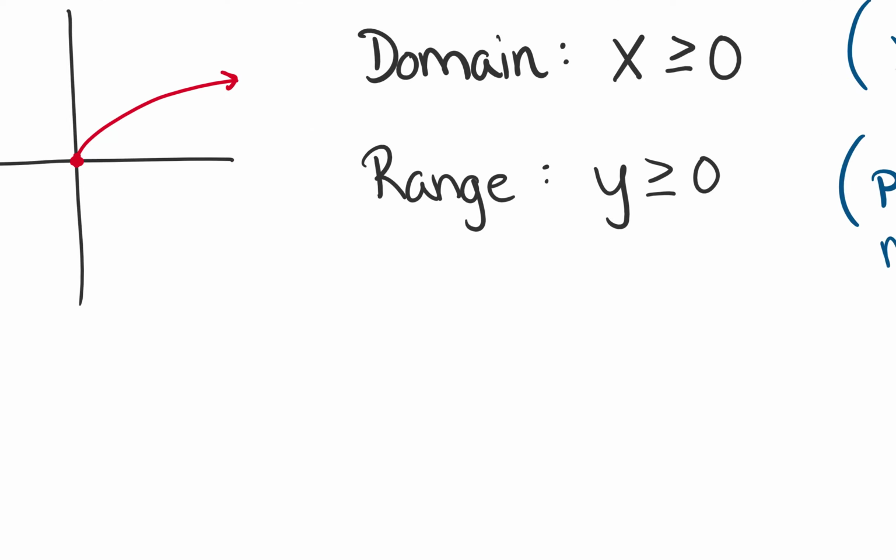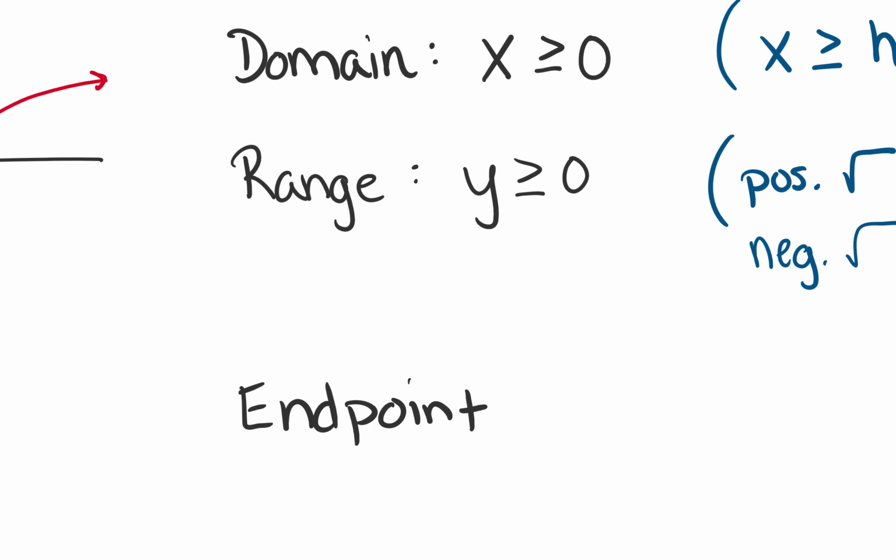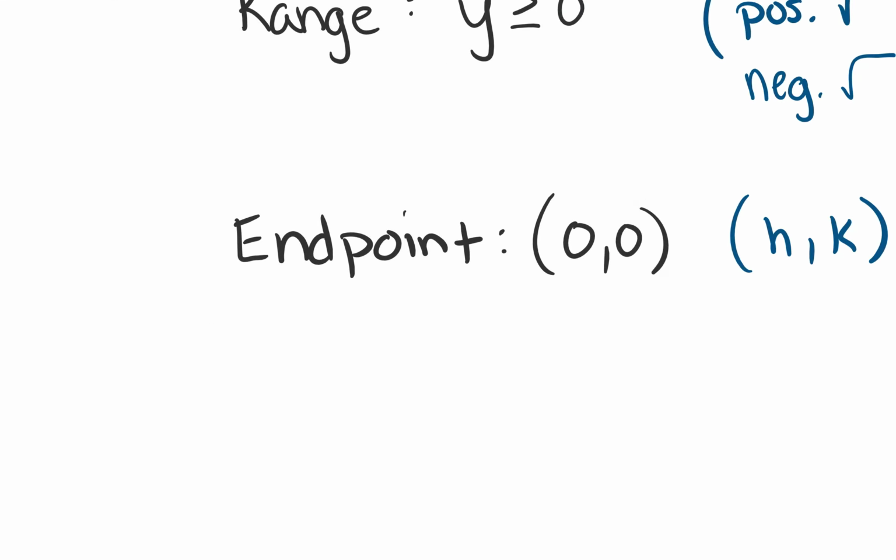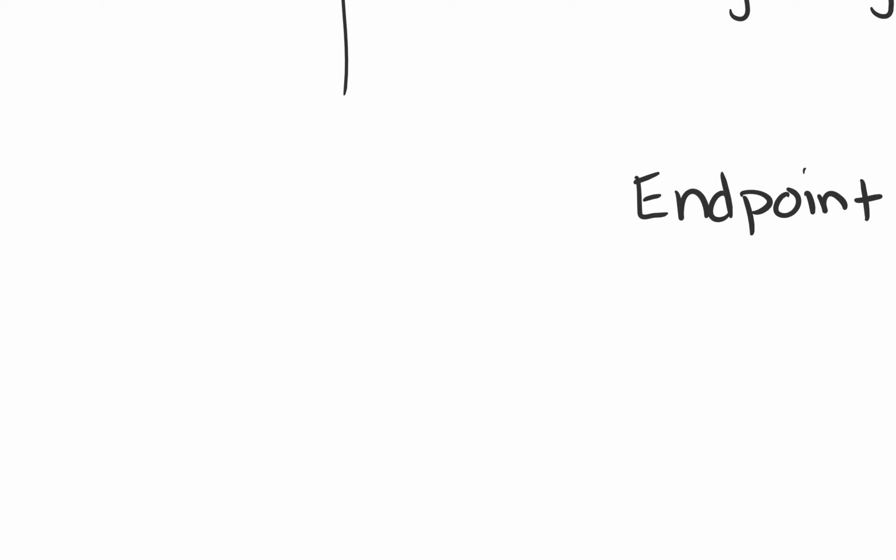Alright, next thing. For this one, notice we have a point, and then the line just shoots off from that point. That means we have what's called an endpoint, because we have an end to this function. So my endpoint for this one, the parent, is (0, 0). Or off to the side, it's just going to be (h, k). So see, h, k comes in quite a bit.